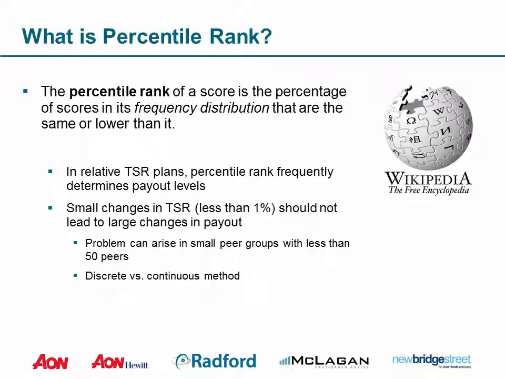target number of awards. When designing a relative TSR plan, it's important to keep in mind that small changes in TSR, changes of less than 1%, should not lead to large changes in payouts. Problems can arise in small peer groups, which is less than 50 peers. There are two primary methods seen in practice to calculate percentile rank. We'll refer to them as the discrete method and the continuous method.